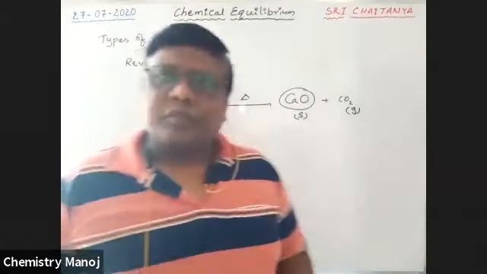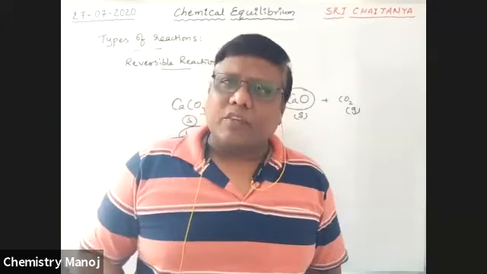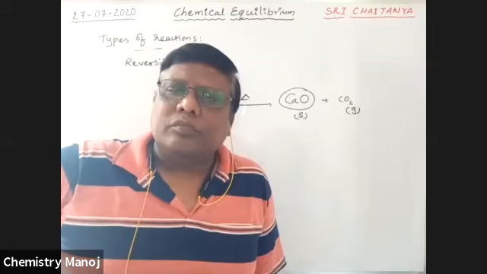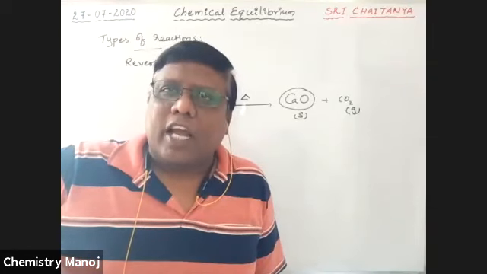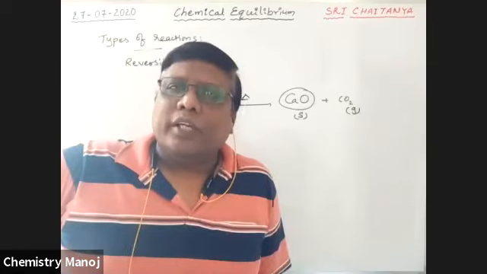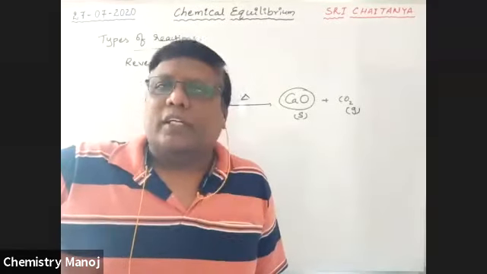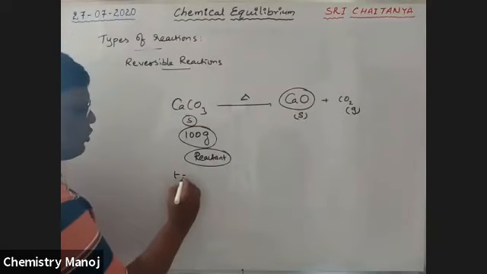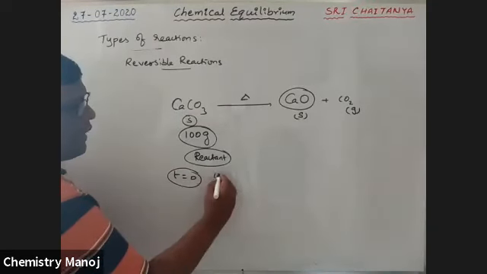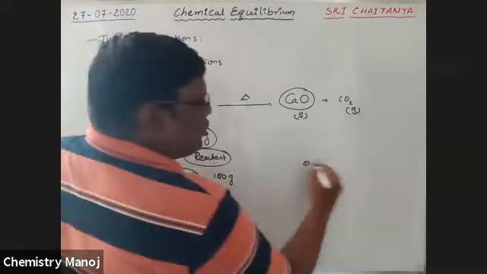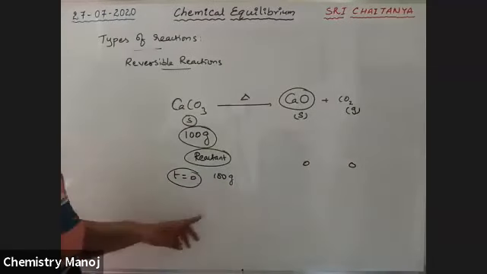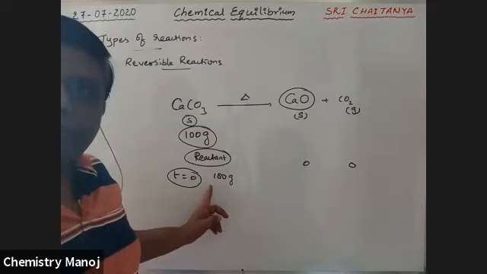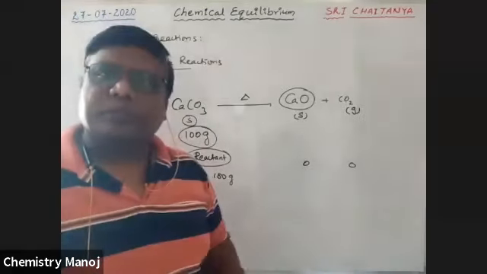Tell me, boys, at the beginning is there any CaO and CO2? At the beginning, at the time T is equal to 0. T is equal to 0 means no reaction occurred, no heating takes place. So at the time T is equal to 0, it is 100 grams and these are 0 and 0. Am I correct or wrong? This is 100 grams at the time T is equal to 0, without heating. So these are 0.